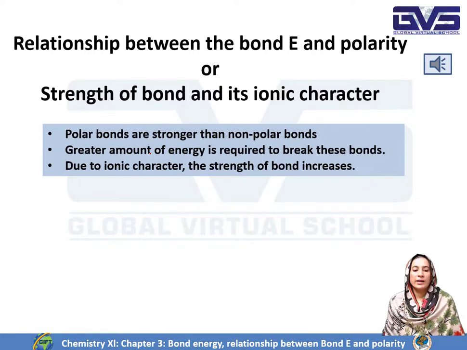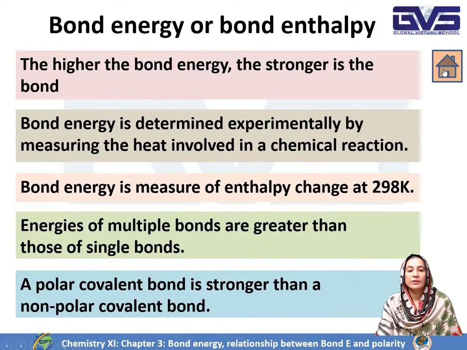And I have already discussed these features: polar bonds are stronger than non-polar, a greater amount of energy is required to break polar bonds, and due to ionic character the strength of the bond increases. We have discussed in the previous slide that the stronger the bond, the higher the bond energy. Similarly, polar covalent bonds are stronger than non-polar covalent bonds, and multiple bonds are stronger than single bonds.